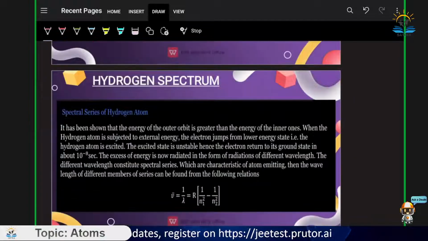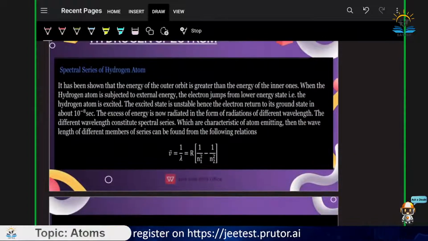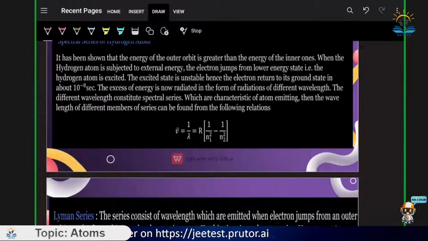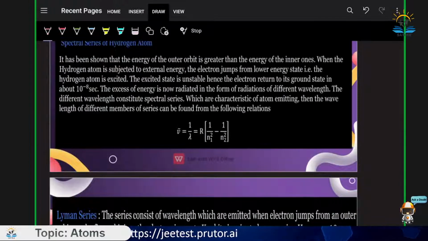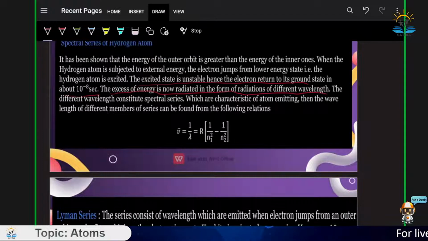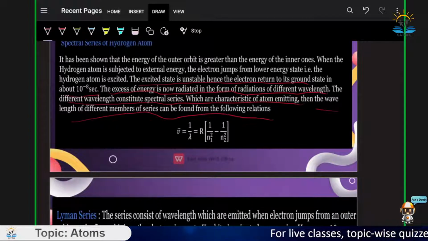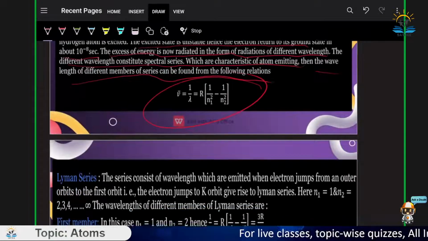Next is the hydrogen spectrum, which is simple. The excited state is unstable, hence the electron returns to its ground state in about 10 raised to minus 8 seconds. The excess energy is radiated in the form of radiations of different wavelengths. The different wavelengths constitute a spectral series which is characteristic of the atom emitting, and the wavelengths of different members of a series can be found from the following relation. This is the main relation.